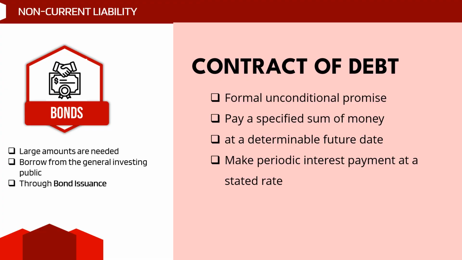So first, what are bonds? Bonds is basically a contract of debt, right? You have an unconditional promise that you will pay a specific sum of money at a determined future date, and in between, until that maturity date, you will have interest payments. So it sounds really familiar to our notes, right? However, the difference of bonds is that typically these are for large amounts and you borrow from the general investing public through what we call a bond issuance.